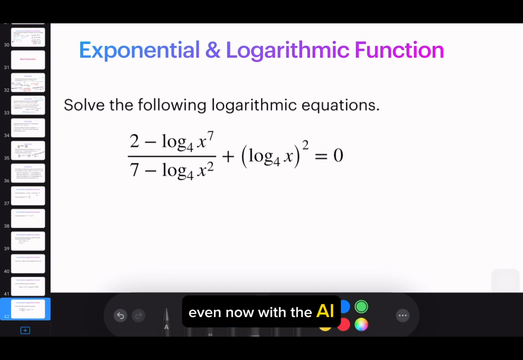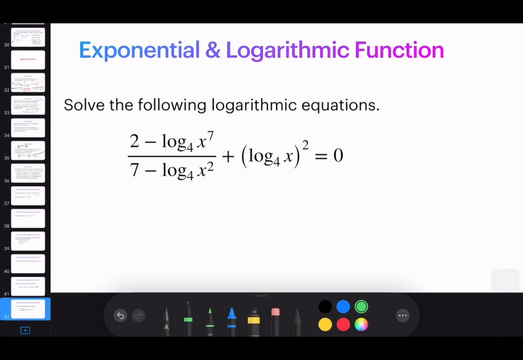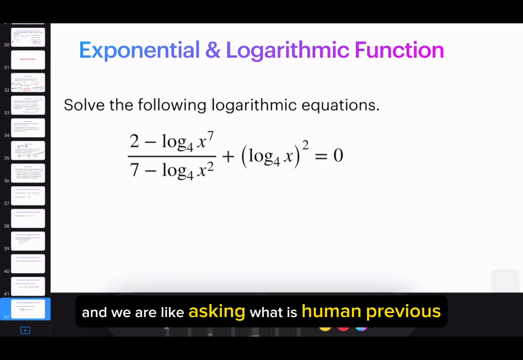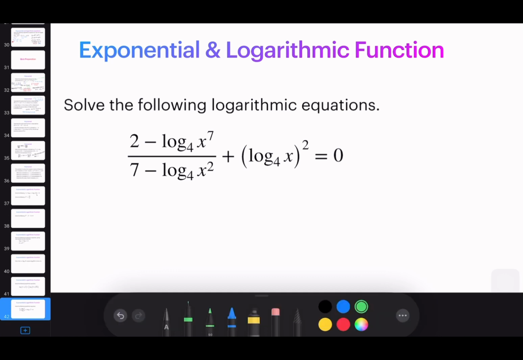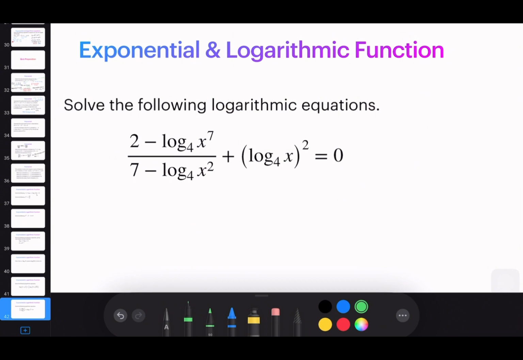Even now, with AI, I think if we are not embracing it correctly, we are going in the wrong direction, and we start asking what a human really is. If, for example, we make some kind of robot that has a pretty sophisticated algorithm to think and to make decisions, all those things are the same, just that the robot now takes the place.